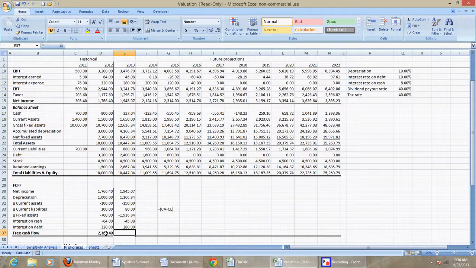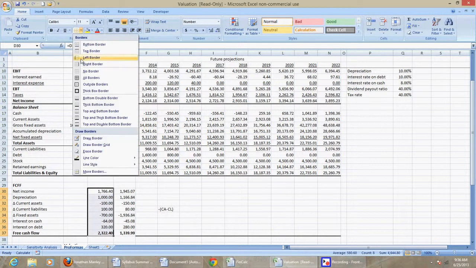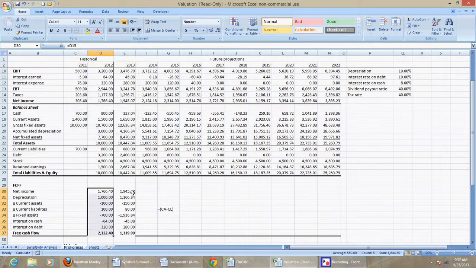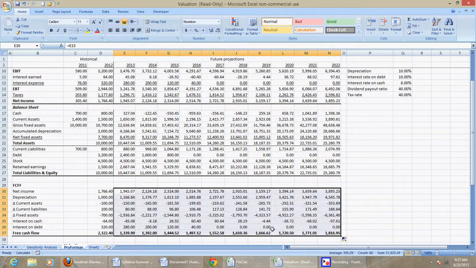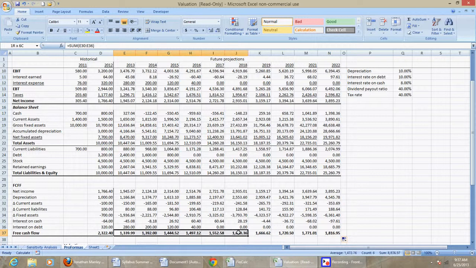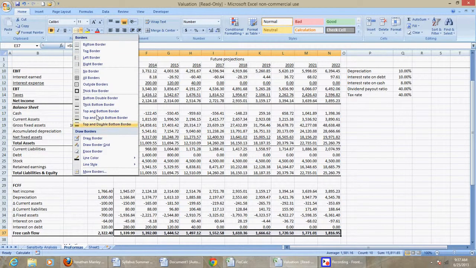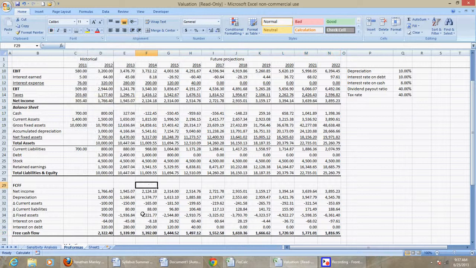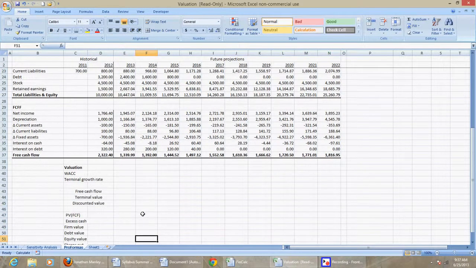So let me copy over this. This is just summing that up. I can copy all these over. Actually, I'll put that border back the way I had it. Copy all that over. And I got rid of this double border. I'm going to put that back. Okay, so those are my free cash flow to the firm.